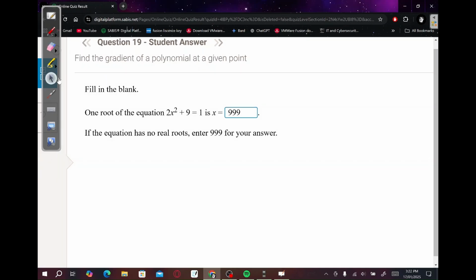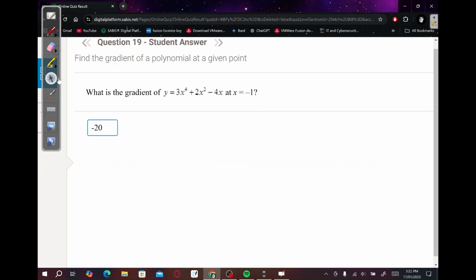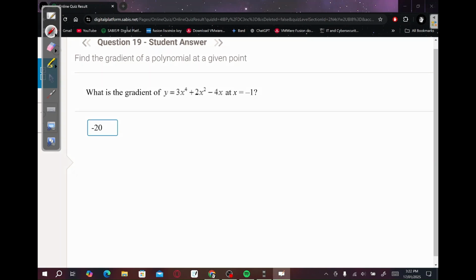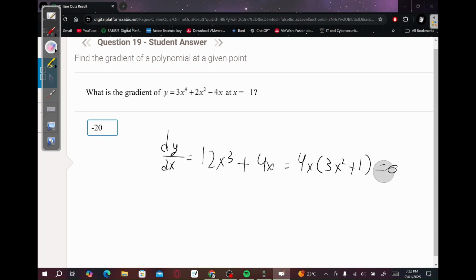Okay, question 19. They want us to derive here. Simple. dy by dx is equal to 12x cubed plus 4x. Okay, what I would do, honestly, I would factor this. 4x, 12 divided by 4 is 3, x squared plus 1 is equal to 0. Or we're not going to set this equal to 0, whatever.